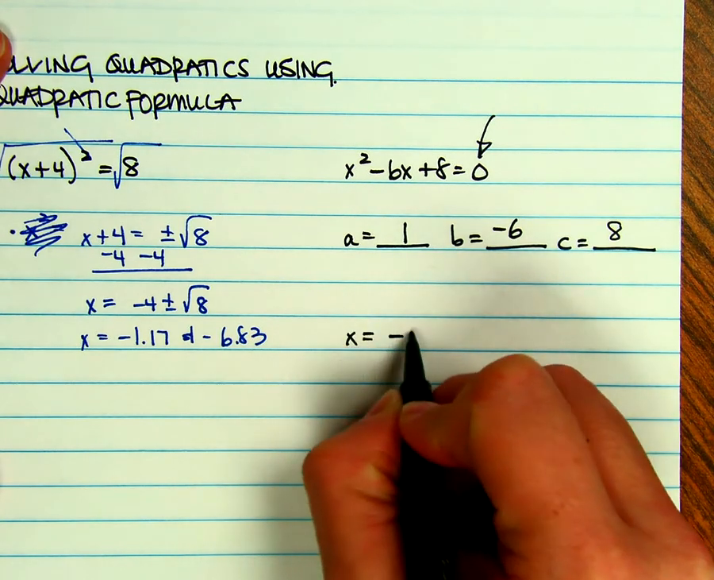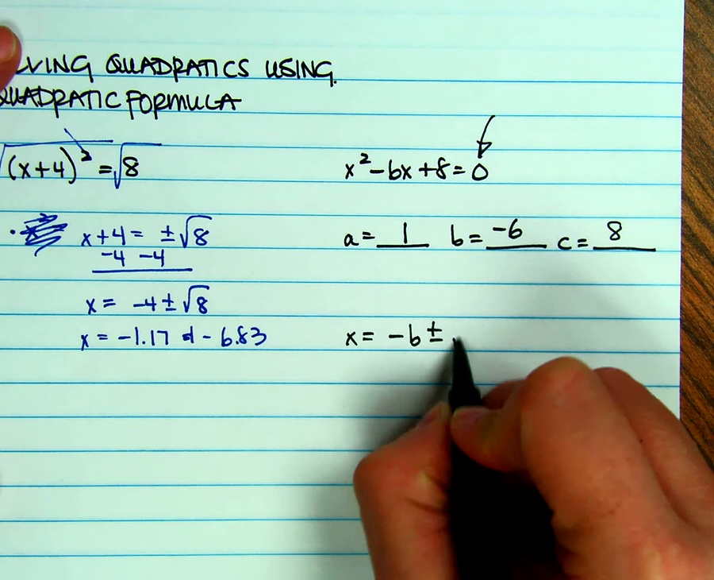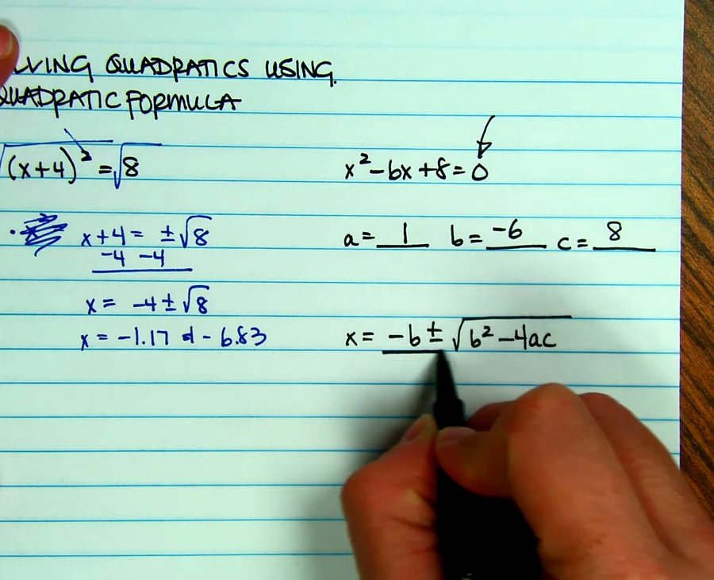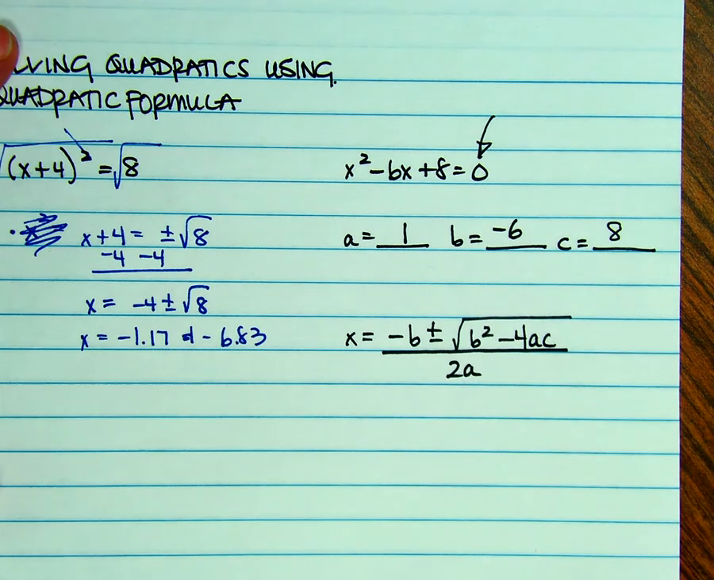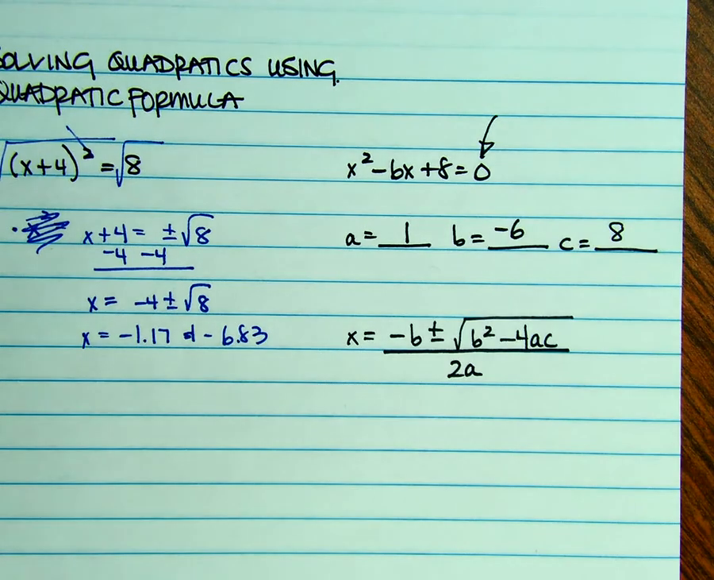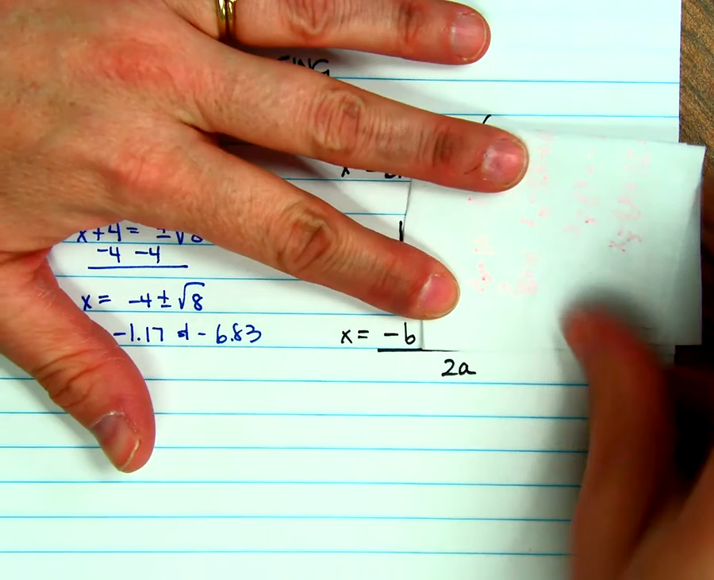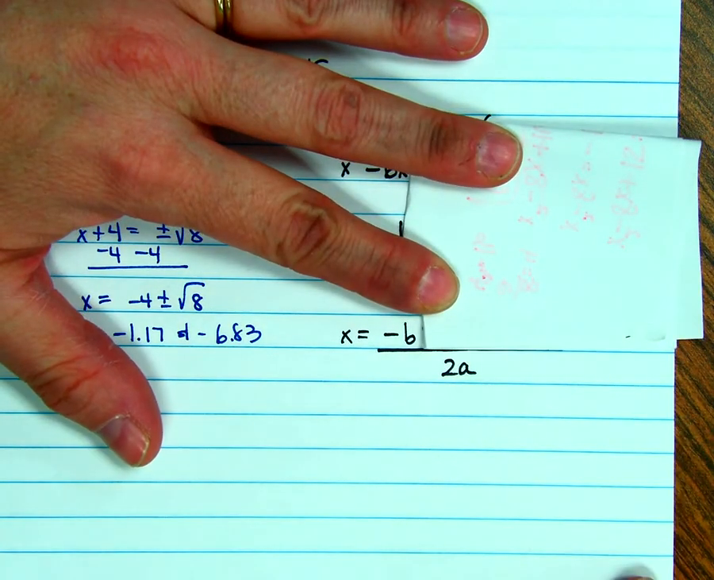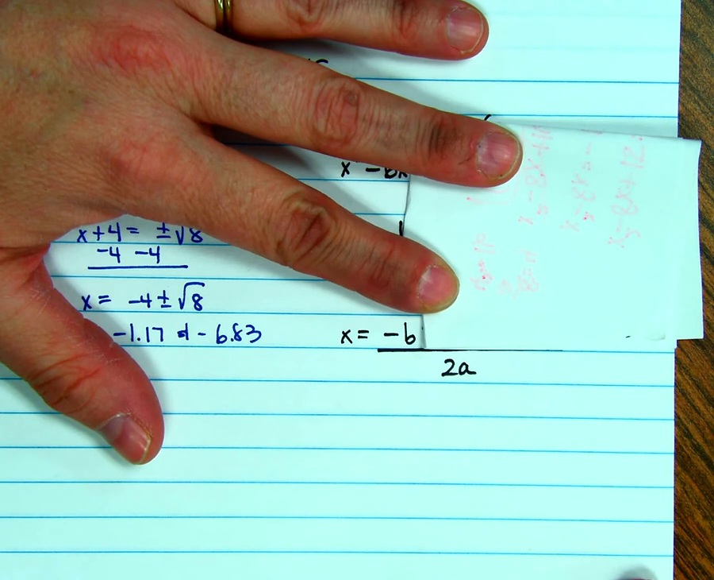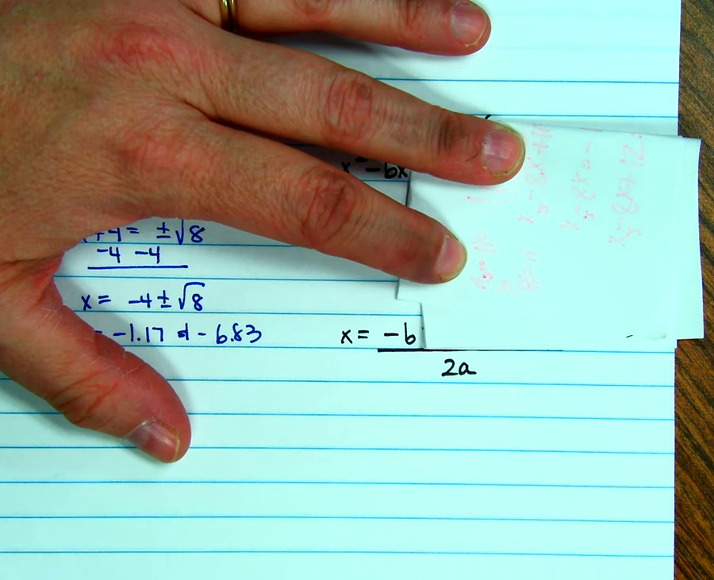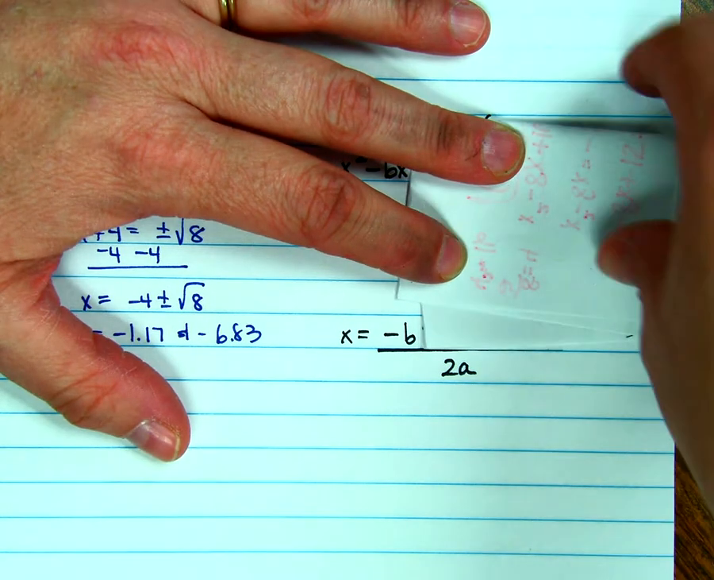x equals the opposite of b plus or minus the square root of b squared minus 4ac all over 2a. Okay? This should look familiar. Negative b all over 2a. We used that at the very beginning when we were trying to find our h, or in other words, the x coordinate of our vertex. So that's where that comes from.